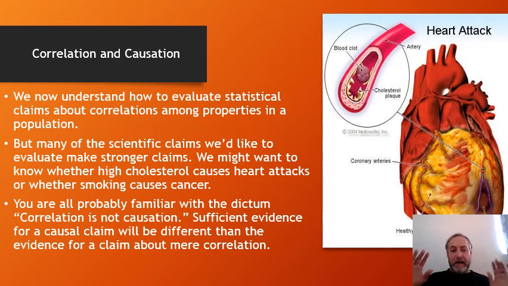As I said, we now know the basics, how to evaluate statistical claims about correlations among properties in a population, and we're kind of over the hump with all that mathy stuff. It's still in the background, but if you've mastered it, now it's all conceptual. So we'd like to make stronger claims than about mere correlations. We would like to know whether high cholesterol actually causes heart attacks, or whether smoking actually causes cancer, not whether it merely correlates with them. Correlation is not causation, so we need different evidence to prove a causal claim.